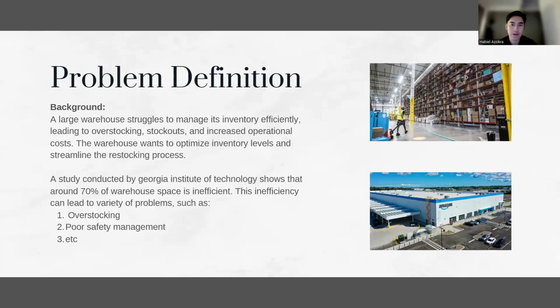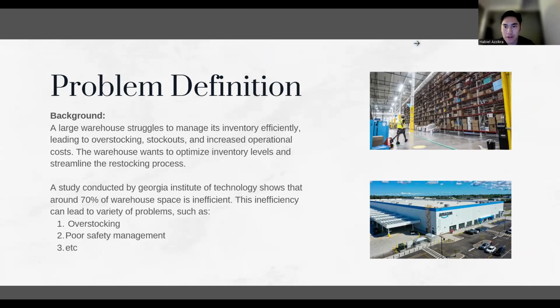My name is Mechra Azzikra. The problem definition of this case is a large warehouse struggles to manage its inventory efficiently, leading to overstocking, stockouts, and increased operational costs. The warehouse wants to optimize inventory levels and streamline the restocking process. A study conducted by Georgia Institute of Technology shows that around 70% of warehouse space is inefficient. This inefficiency can lead to a variety of problems such as overstocking, poor safety management, and etc.